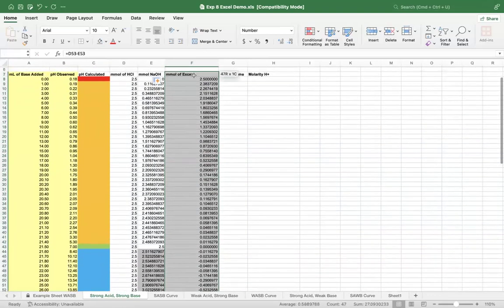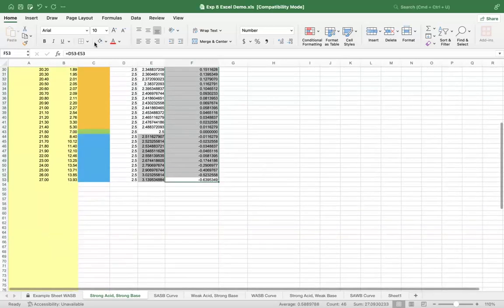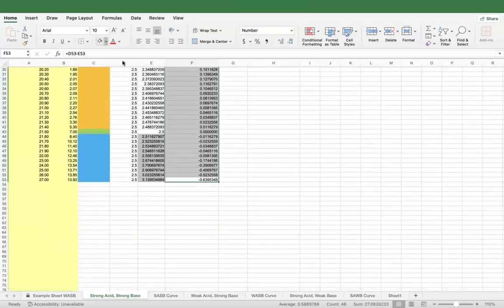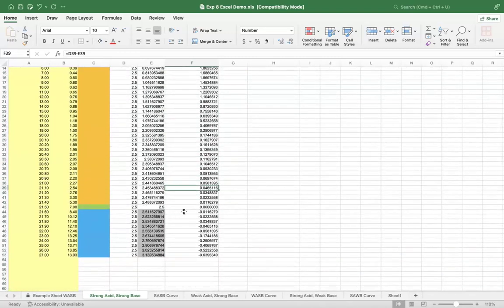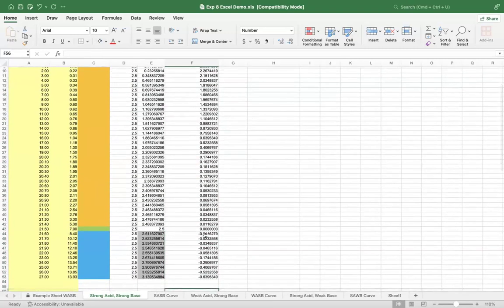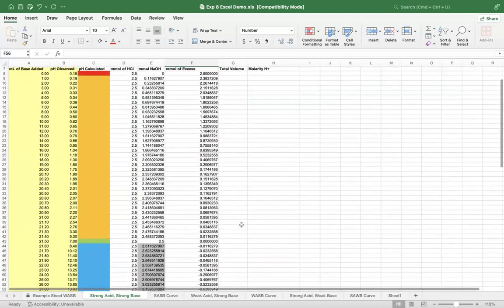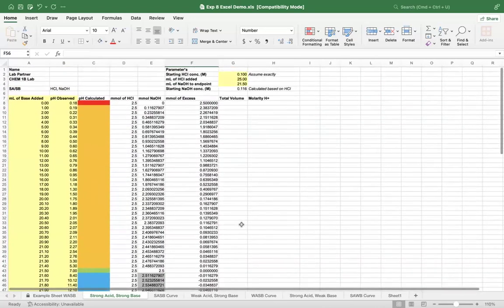I'm going to get rid of that filling. Okay. But I am going to note again over here where this thing goes negative. Or maybe we'll save that for later. We'll save that for later. These negative numbers we can repurpose towards the end. All right. So we've got our moles of excess.